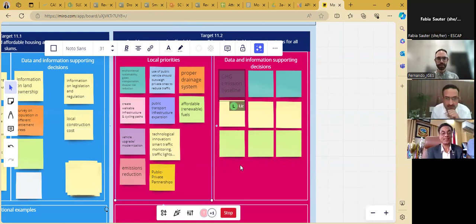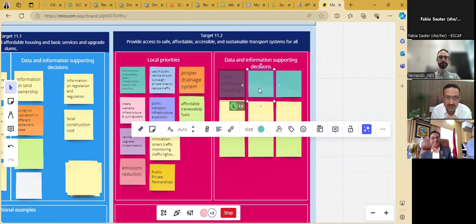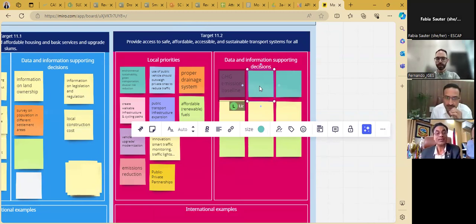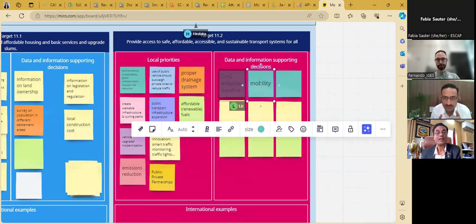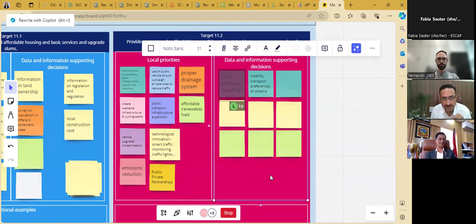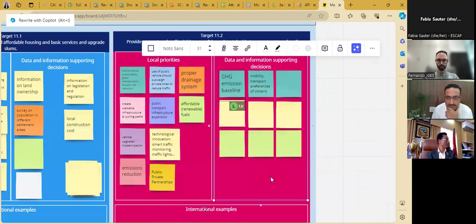For data and information supporting this decision, we need to have statistics about people's mobility. How much of the population prefers to walk? How much of the population prefers to take the public transport system? How much of the population prefers to have their own vehicles? Once we have these statistics, then accordingly we can plan the transport system, the appropriate transport.